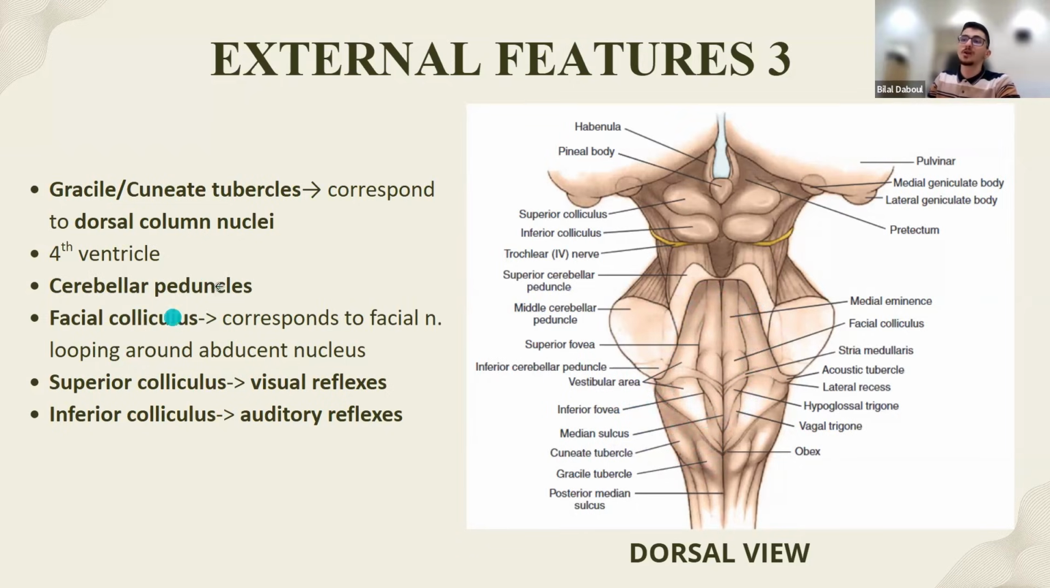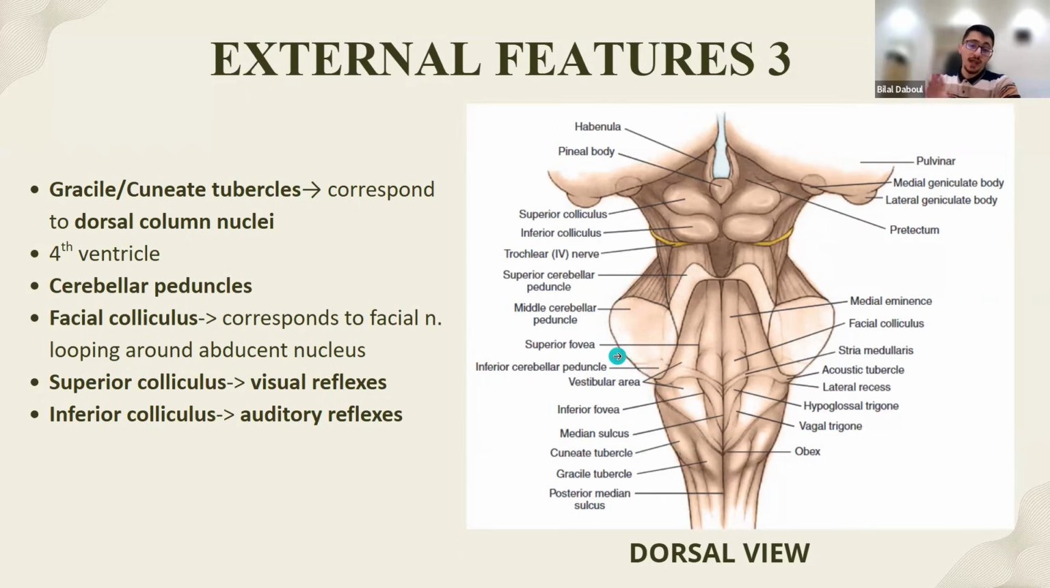Now, this is very important: the cerebellar peduncles. We have 3 pairs of cerebellar peduncles. We have the superior cerebellar peduncles, the middle cerebellar peduncles, and the inferior cerebellar peduncles. So this would be the superior cerebellar peduncle, the middle cerebellar peduncle, which is the largest out of the 3, and the inferior cerebellar peduncle.